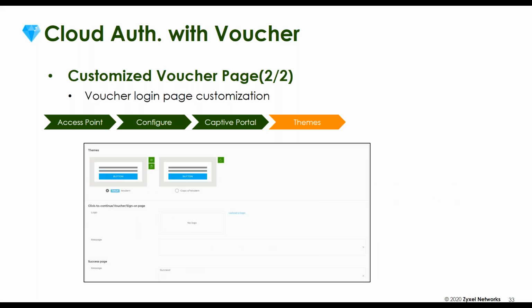So it works pretty much the same as the captive portal does. If you go to access point, configure captive portal and themes, this is where you can customize the screen that the customers will see when they log onto the Wi-Fi. So again, you can specify a logo, different messages for success and things like that on there, and just being able to tailor it for your customers.